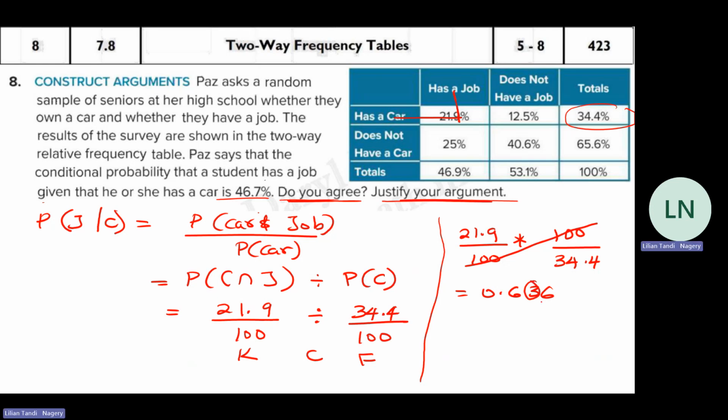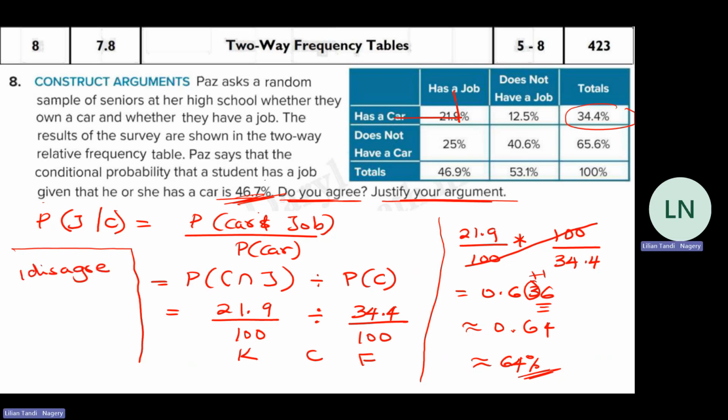Round to the nearest hundredth. So you should get 0.64. Change it to percent. Should be approximately 64%. Now, these numbers are not the same. So, do you agree? I disagree. Here is my justification. My work is my justification. All this, okay?